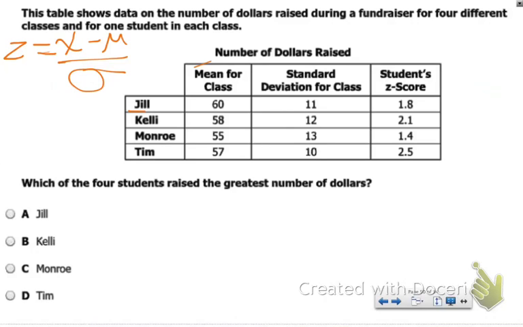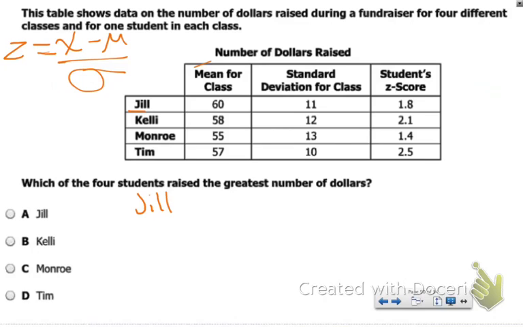So for this question, you're actually going to have to do backward z-score, solving for x for all 4 of them to see who actually sold the greatest number, the most amount. Because remember, their z-score is just telling us relative to their class how many standard deviations above the mean they were.